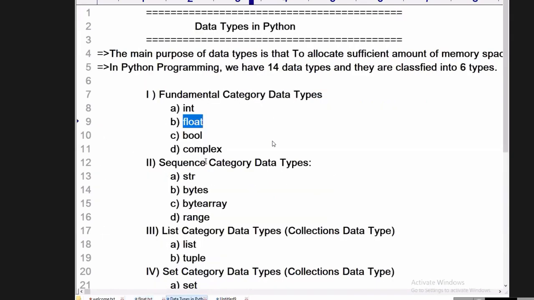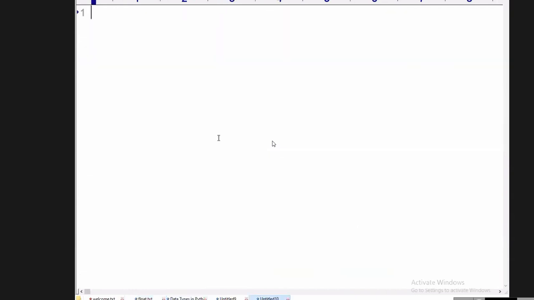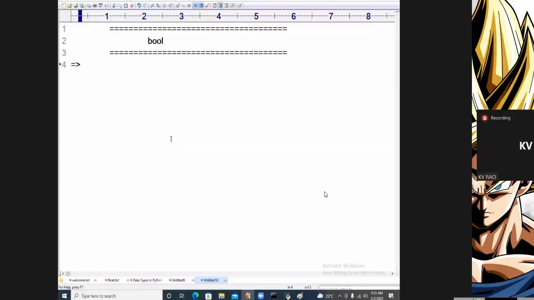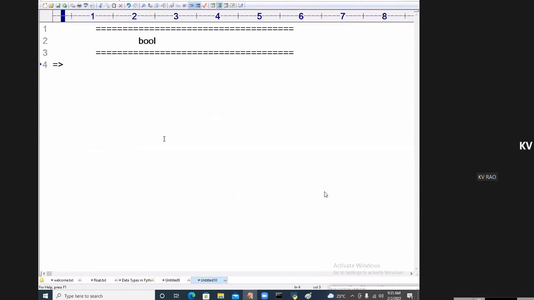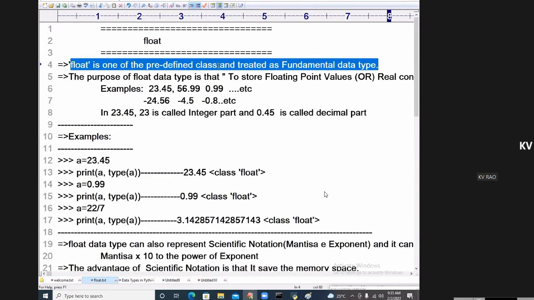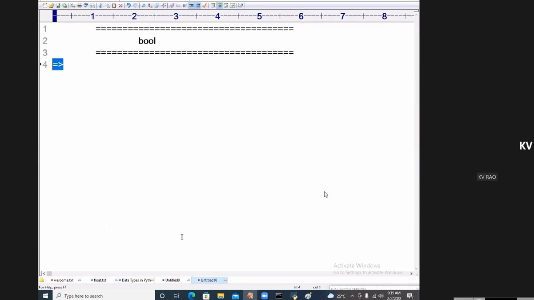So let us start with another data type today. For the next data type, I'm going to discuss the bool data type. Because int data type is a little bigger one, and other data types you can understand more easily in my class. Let us start with bool data type. What is this bool data type? As usual, it is one of the predefined classes and treated as a fundamental data type.